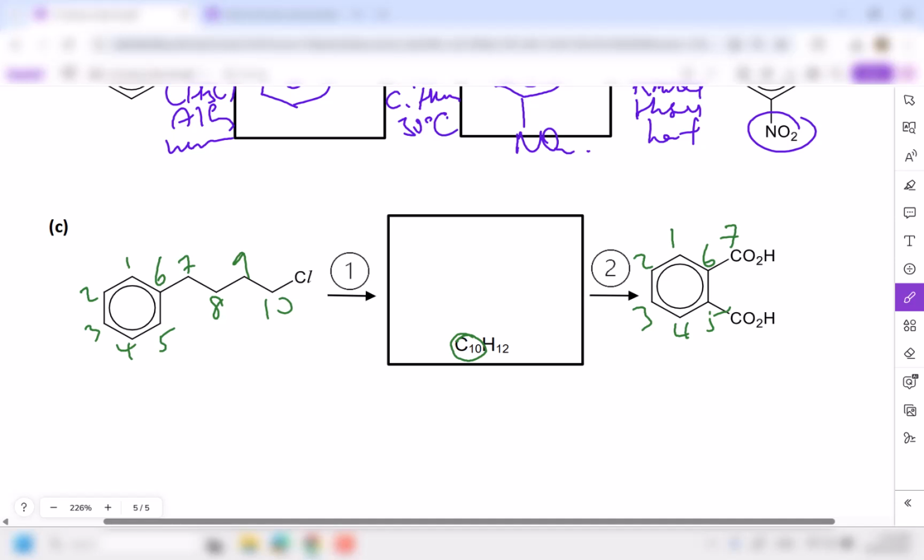And then what's going to happen to this? How come suddenly there's a carbon here? So this carbon here is likely to come from one of the carbons in the side chain, 8, 9, or 10.